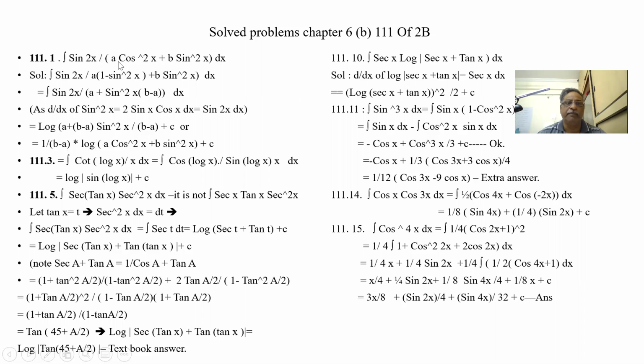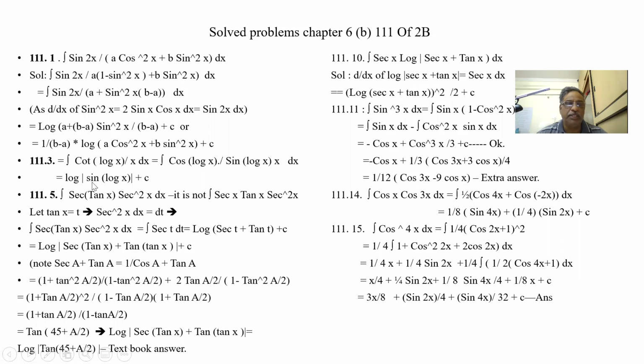Same thing is coming. So this is in fact 1 by (b minus a) multiplication. We know log of (a cos square x plus b sine square x) is coming. But what multiplication for which we have done this exercise? Let us say integral of cot(log x) by 1 by x dx. Log x differentiation is 1 by x. Integration of cot x is log of sin x.